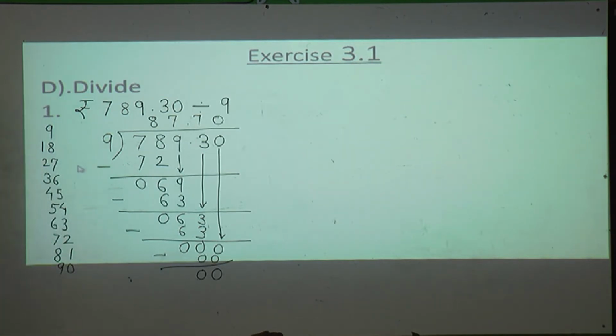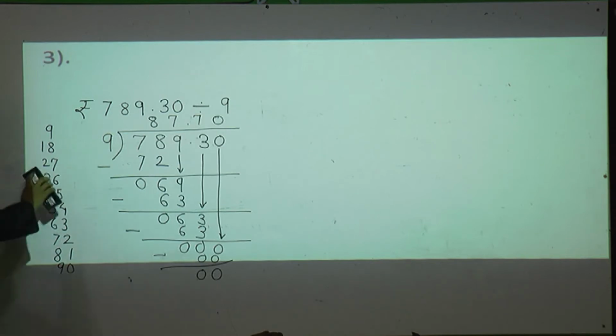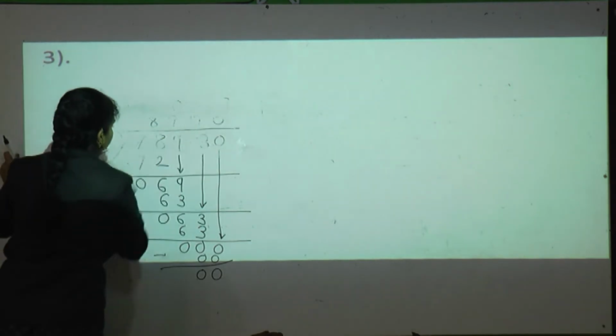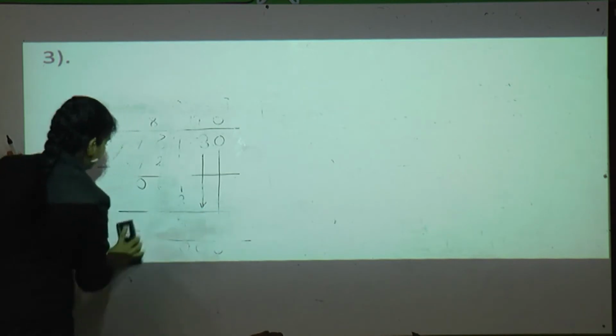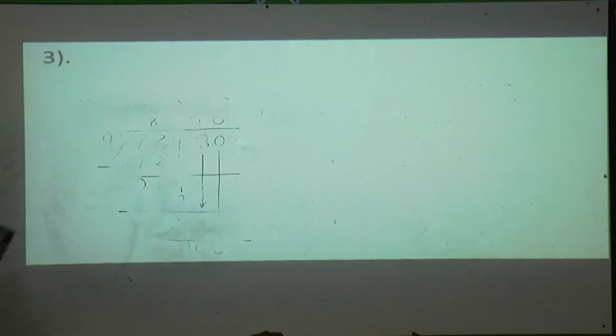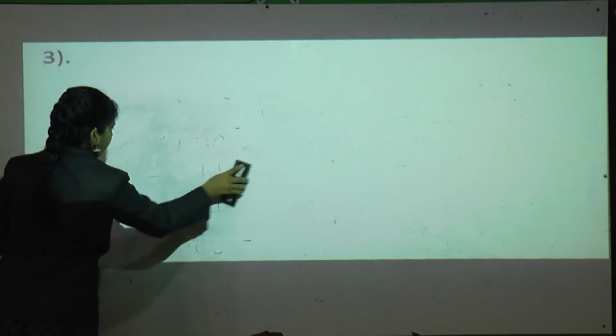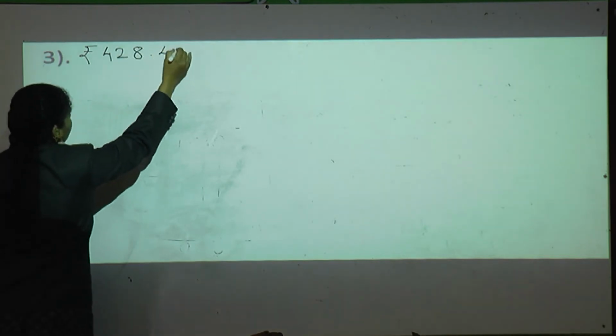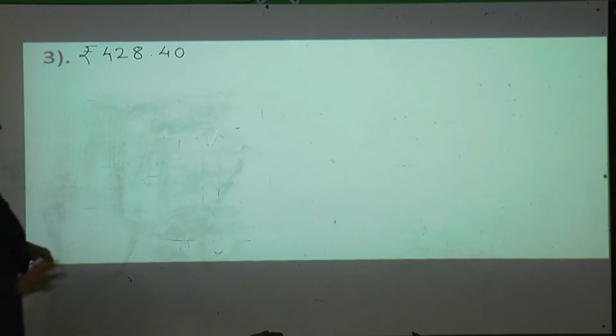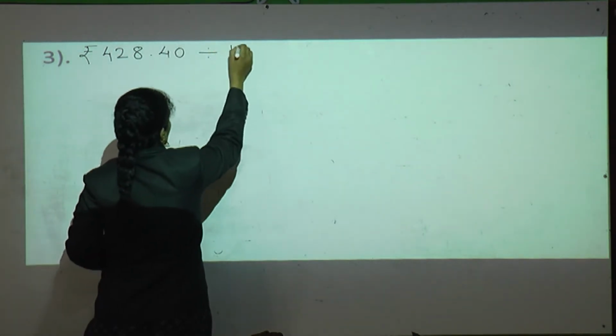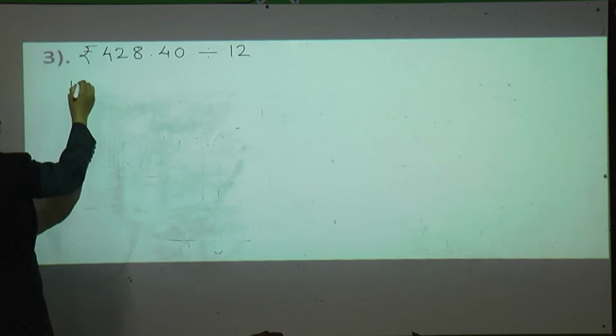Okay students, so we will see our next example. Third one: rupees 428, and how much paise here, students? 40 paise. Rupees 428.40 paise divided by 12. Here students, write properly here.